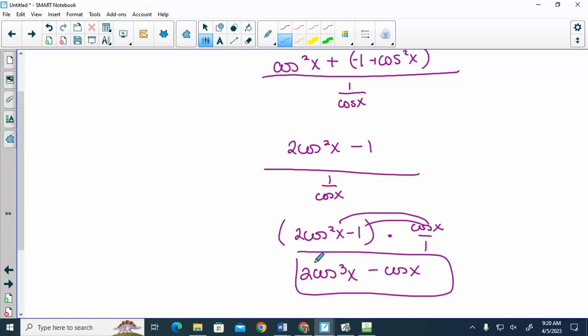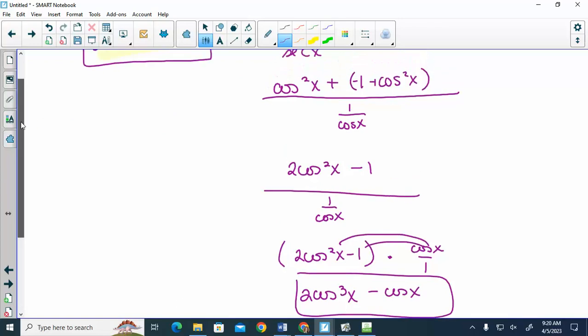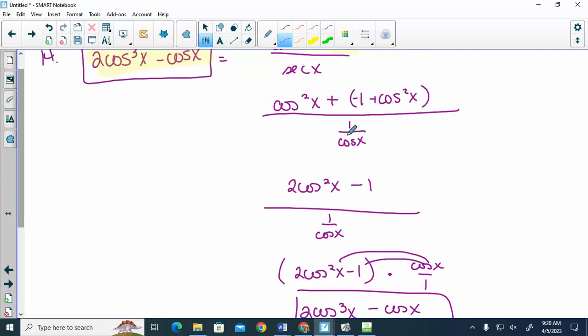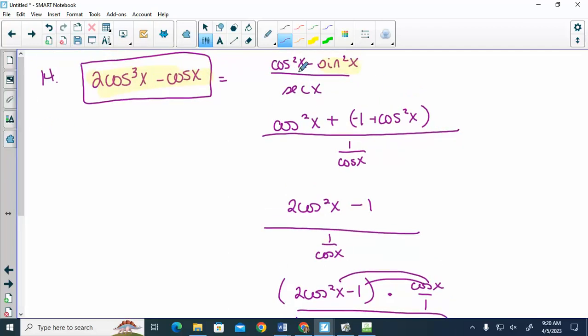There were different ways of getting there. Some people I know yesterday flipped and multiplied before they changed their sine squared, so they changed it later. Some people said cosine squared minus sine squared is a cosine 2x formula and used that to get there. So lots of different options. Is this one okay?